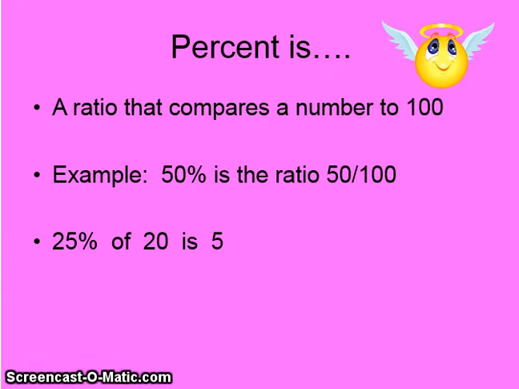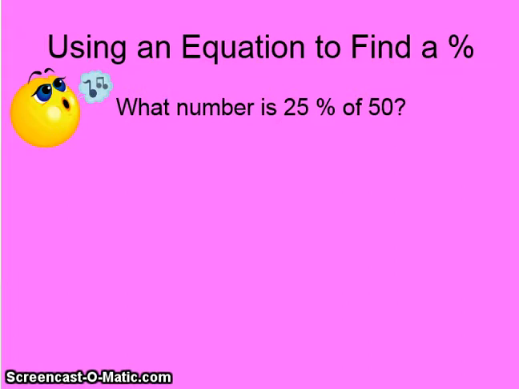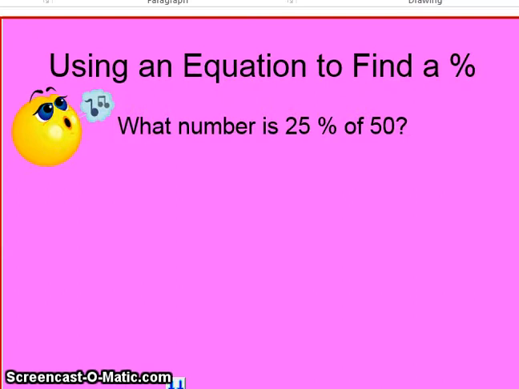Another example would be 25% of 20 is 5, because 25 out of 100 is the same as 5 out of 20. They are comparable. Now we can use an equation to find a percent. We've already actually been doing some of these problems and setting them up.